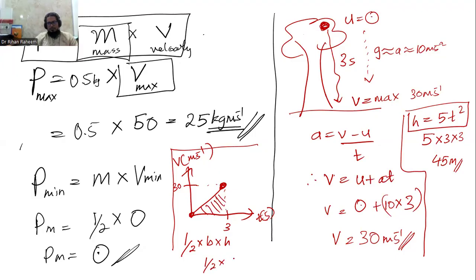Half is half. Base we take as 3, height equals 30. What is the answer? 30 into 3 is 90. 90 divided by 2 is 45 meters. Superb, no? Graph method also it is coming. Short form method also it is coming.